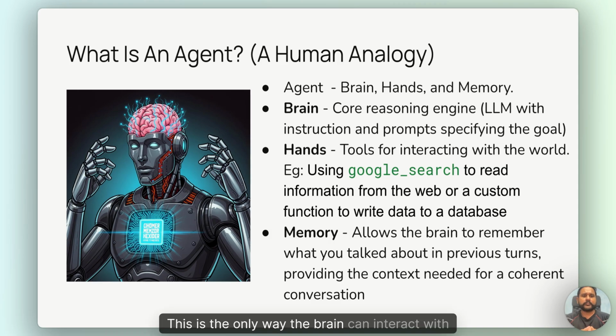Second, an agent needs hands, and these are its tools. This is the only way the brain can interact with the world, whether it's using Google search to read information from the web or a custom function to write data to a database. The tools are how the agents take action.